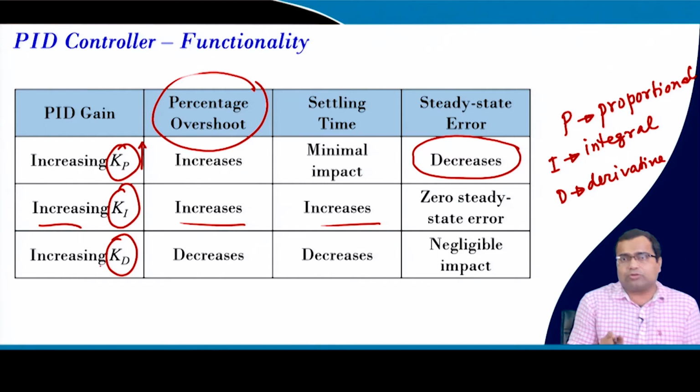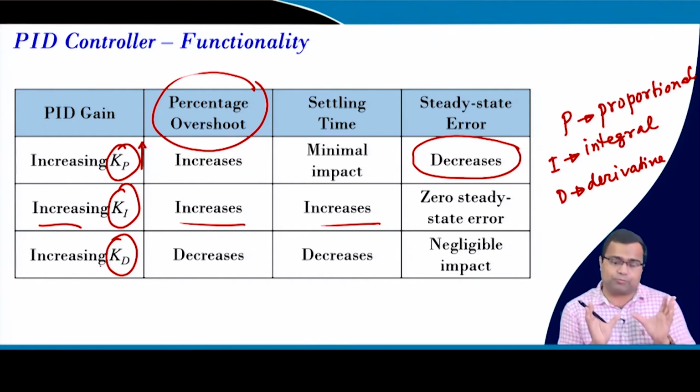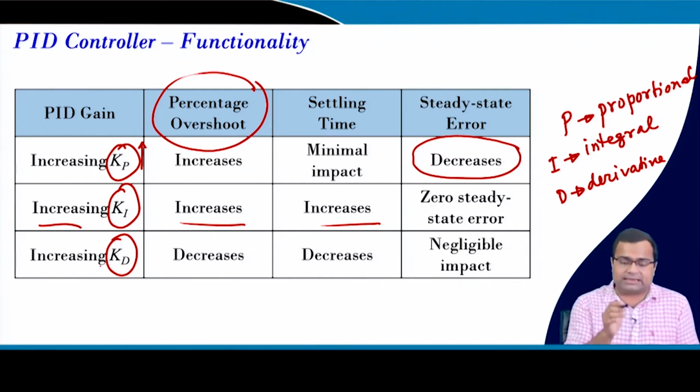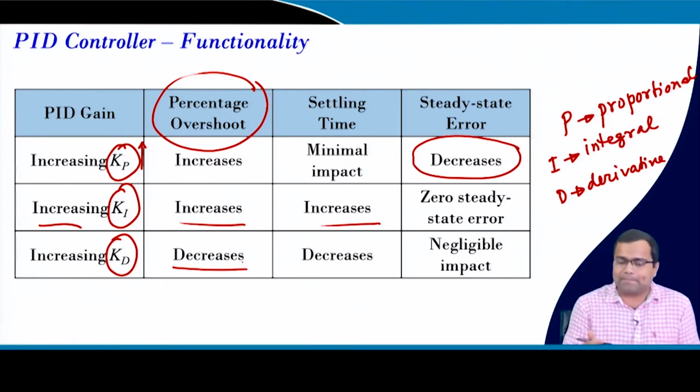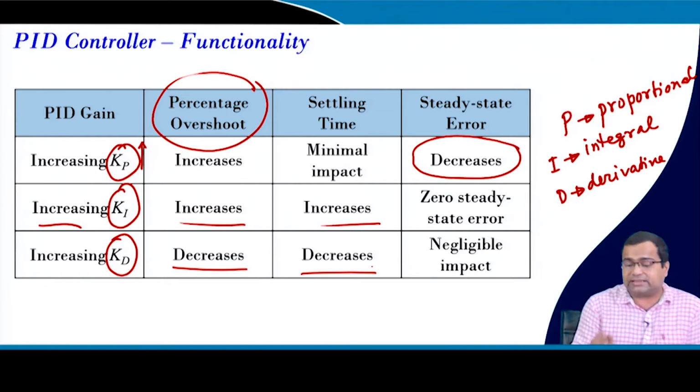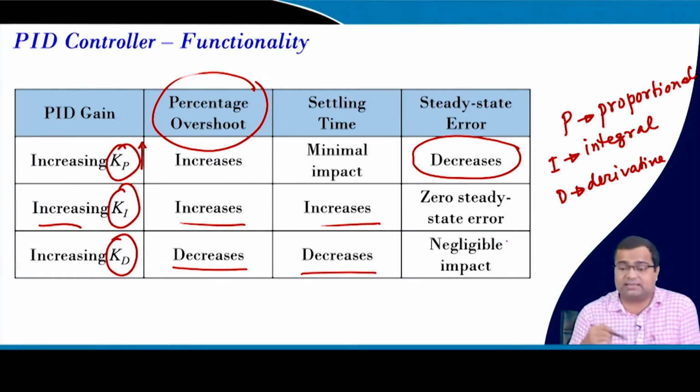Now, the derivative control is used to provide more damping, so that it reduces the overshoot because it tries to increase the phase margin. It also tries to reduce the settling time because it tries to damp the system, right, but it has negligible impact on the steady state error.